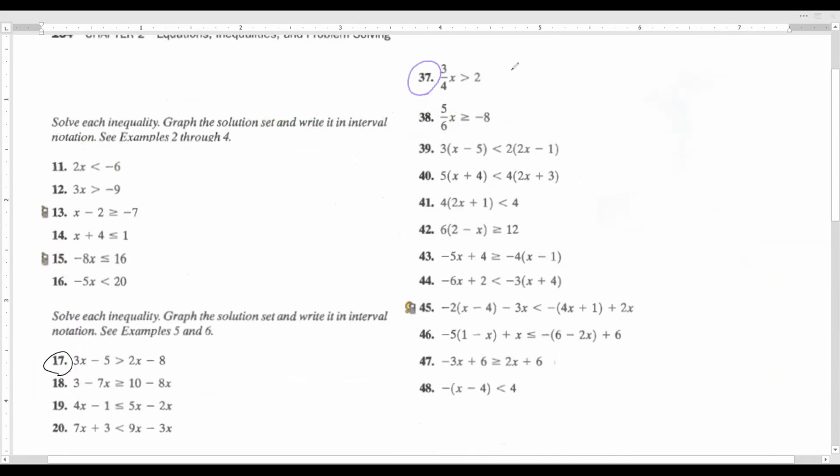37. For these cases, you can see this coefficient is not a whole number, right? So you can consider it like 3 over 4 x greater than 2, right? So both sides times what? They are reciprocals. You guys learned reciprocals earlier, right?